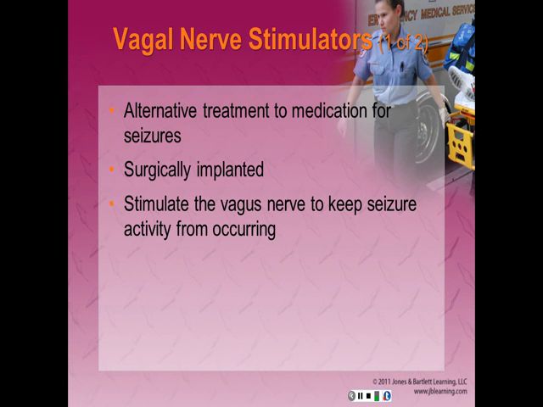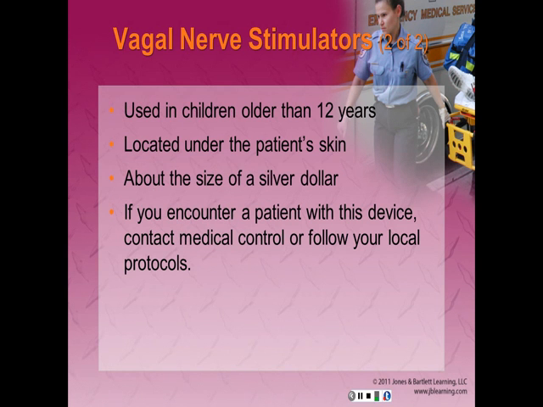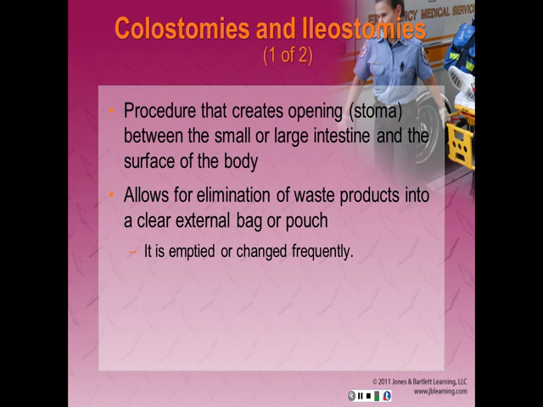Vagal nerve stimulators are an alternative treatment to medication for patients with chronic seizure disorders. They're surgically implanted in patients when medications fail to resolve seizure activity or if the patient is not a good candidate for brain surgery. They stimulate the vagus nerve to keep the seizure activity from occurring. They're used in children who are older than 12, and they're located under the skin, and they're about the size of a silver dollar. If you encounter a patient with this device, contact medical control and follow your local protocols.